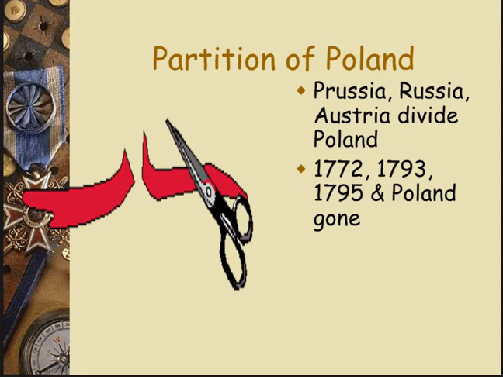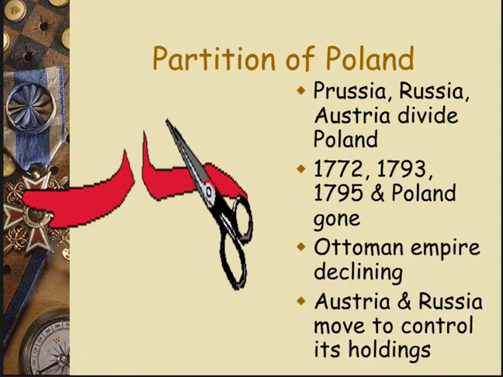It started off as a pretty big chunk of land, I'll show you a map. In 1772 it's divided, then 1793 and 1795. There is no Poland left. It is now controlled by Prussia, Russia, and Austria, all the territory that had once been Poland. And of course, remember, the Ottoman Empire is also declining. The Europeans are looking at the Ottoman territory, especially the Ottoman territory in Europe, with greedy eyes. This would be the area of the Balkan states, Eastern Europe. Especially Austria and Russia are moving in to take control.